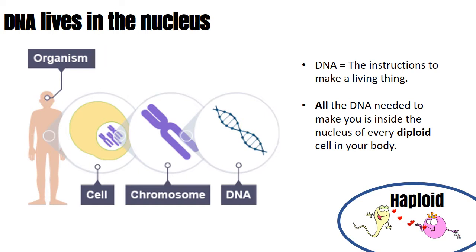And this is really important because if you want to make a clone of anything, you're going to need a full set of instructions, a full set of DNA. So you're going to need one of these diploid cells. And remember the difference. You don't want a haploid cell. You don't want an egg or a sperm. They only have half the DNA you need to make you, to make a clone.